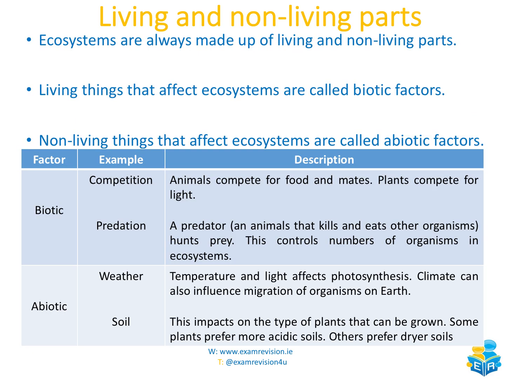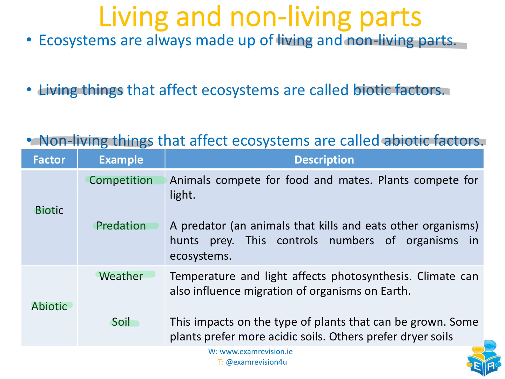Ecosystems are made up of both living and non-living parts. Any living thing that affects ecosystems is called a biotic factor, whereas the non-living things that affect ecosystems are called abiotic factors. If we have a look at the table here, we can see some examples of both living and non-living factors that affect ecosystems. The biotic factors will be things like competition and predation, whereas the abiotic, non-living factors will be things like the weather and the soil.